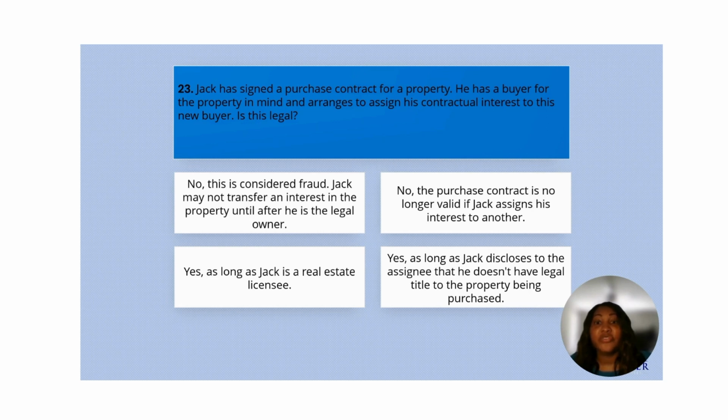No, the purchase contract is no longer valid if Jack assigns his interest to another. Yes, as long as Jack is a real estate licensee. Yes, as long as Jack discloses to the assignee that he doesn't have legal title to the property being purchased, which is the correct answer here, guys.